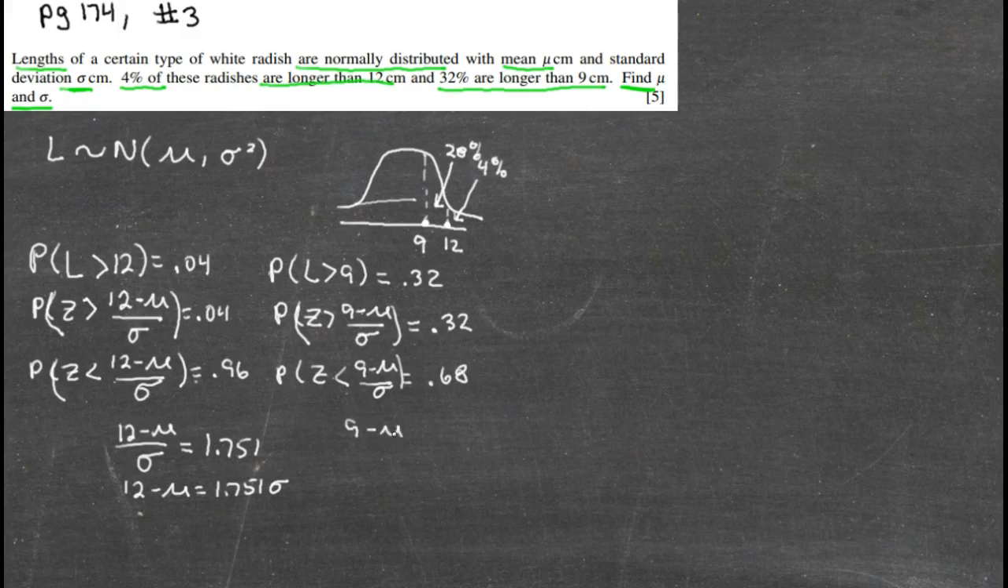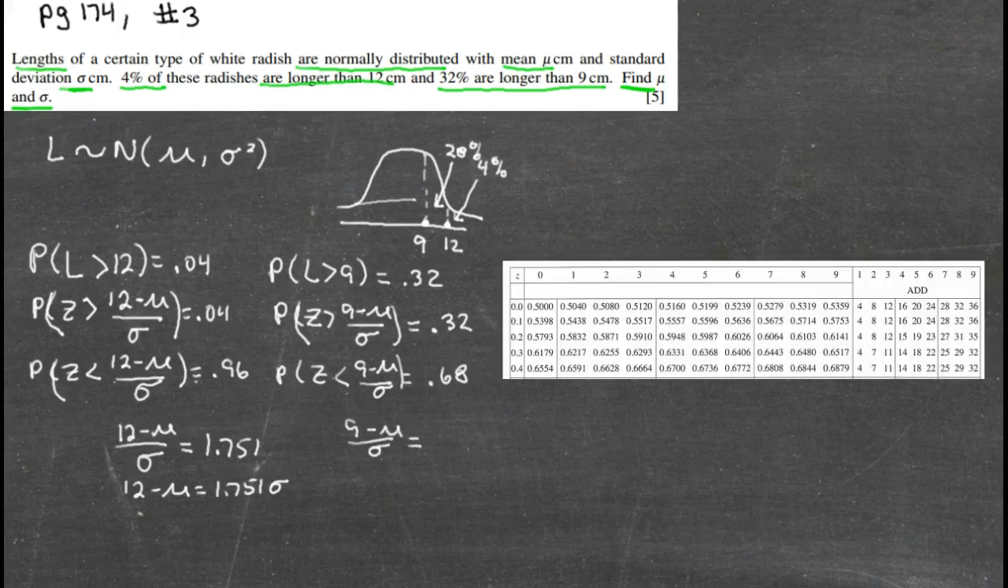So now I go to the table and I find the value 68% probability, and that's as close as I can get right there. That's 0.46. So then I need to add some more to it, and the closest I can get is 29. So that's going to be 8. So that gives me a value of 0.468. All right, so now all I got to do is multiply that, and I get 9 minus mu is equal to 0.468 theta.